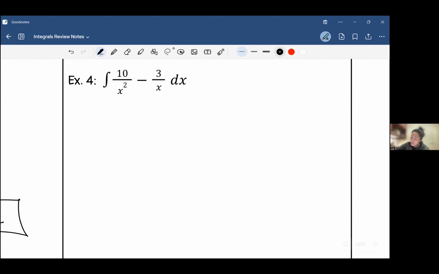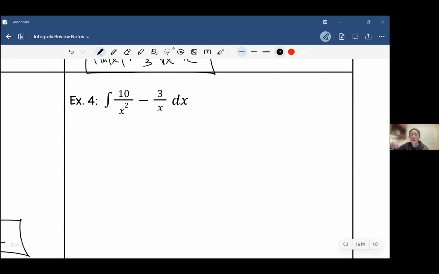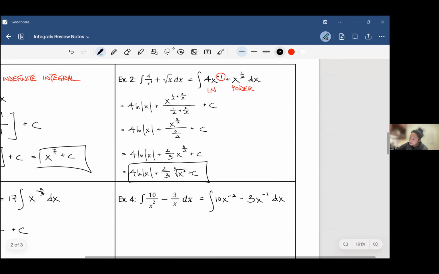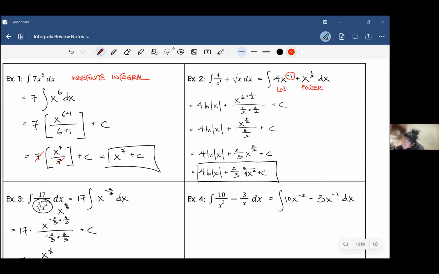So kind of the same shtick that we've been doing. We want to make sure that we write it in a way that we can see the power. So I'm going to write this first integral as 10x to the negative 2 minus 3x to the negative 1 dx. And if we take a moment to kind of compare this to example 2, we'll see that for one of them, we're going to need to use the natural log, but the x to the negative 2, we're just going to go ahead and use that power rule. Okay. So it's okay for us to have to use different rules in the same problem.